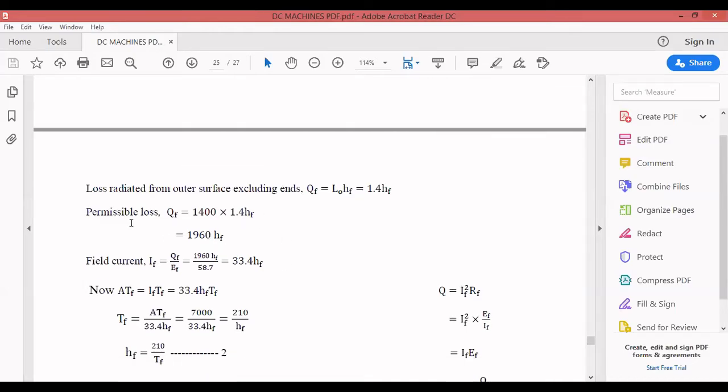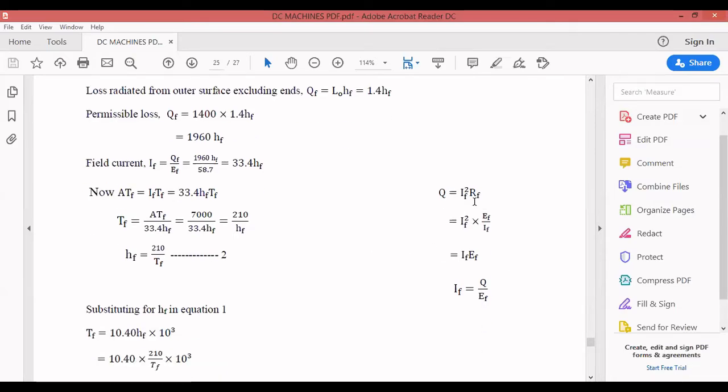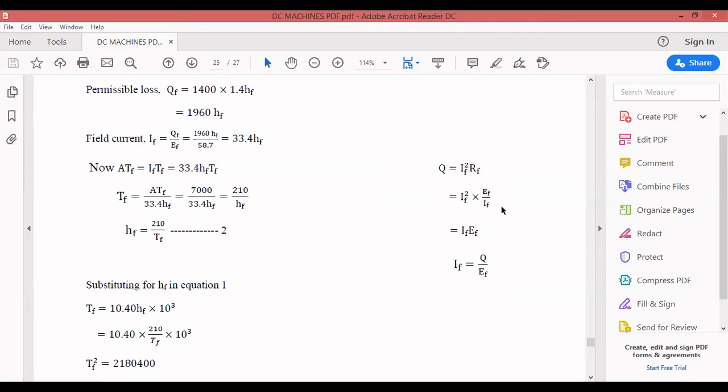So permissible loss QF is equal to 1960 HF. Also you have a formula for the power loss dissipated in the field winding. QF is nothing but IF square RF. So IF square into RF can be written as EF by IF, so IF cancels, and you get IF into EF. Then IF is equal to QF divided by EF.